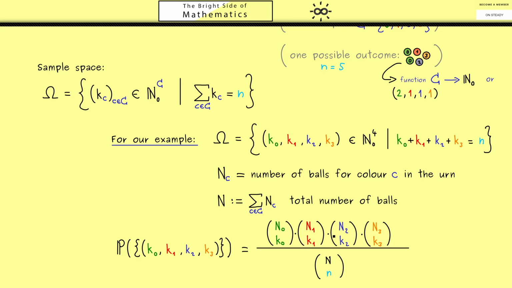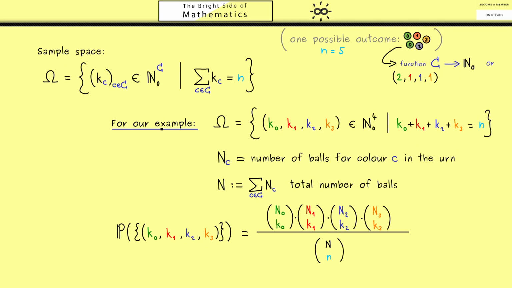And then times n2 choose k2, times n3 choose k3. And with this we have our probability we call the hypergeometric distribution. Therefore in the next step let's formulate this in the general case.